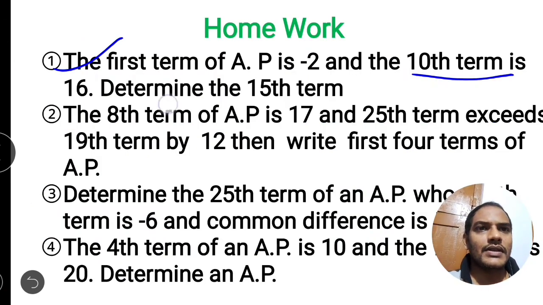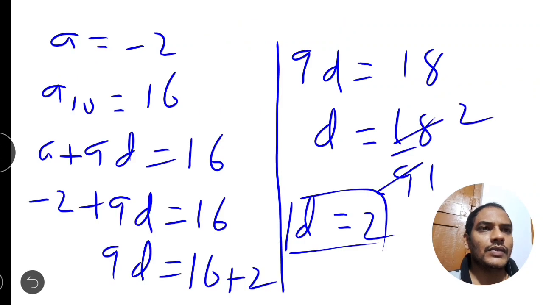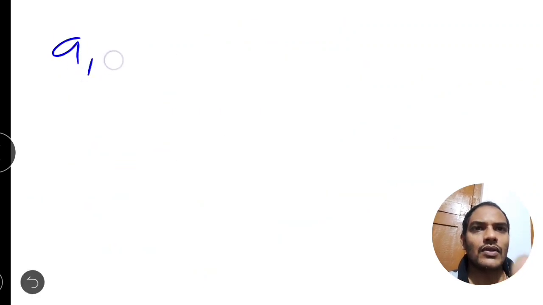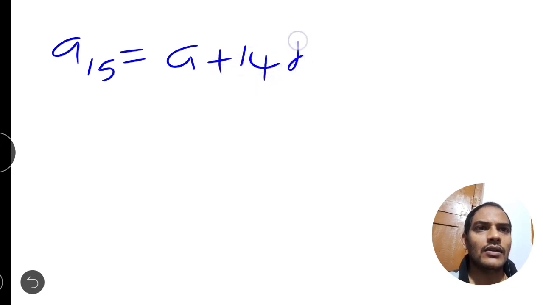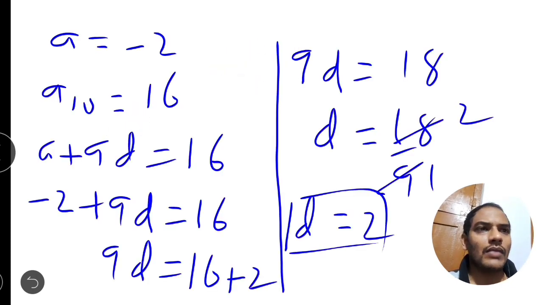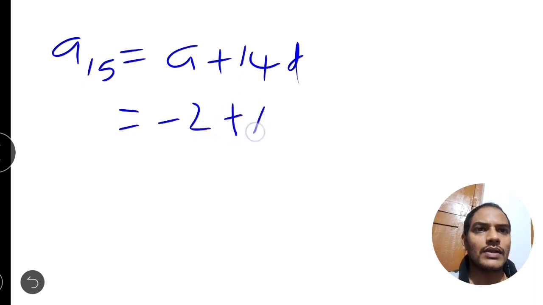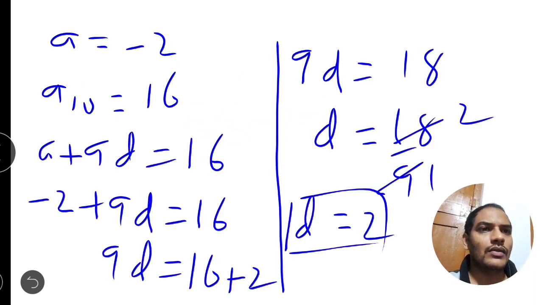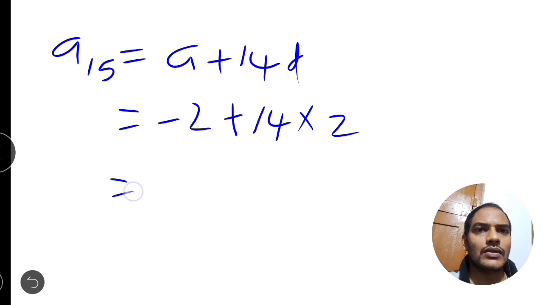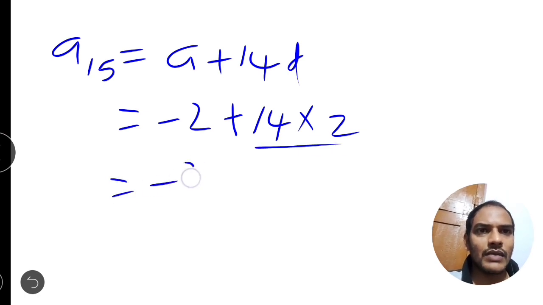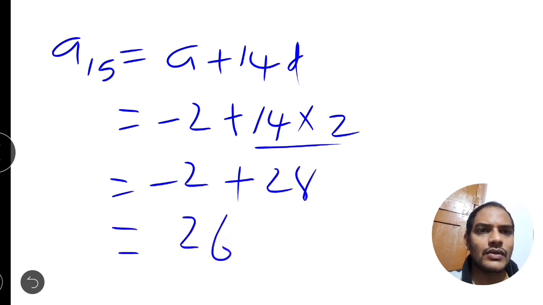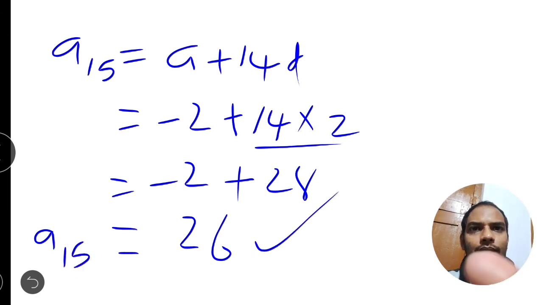Now he is asking to determine the 15th term. The 15th term is denoted with A15, which is A plus 14D. A value -2 plus 14 into D value 2. As per the BODMAS rule, first you complete the product: 14 twos are 28. So -2 plus 28 equals 26.